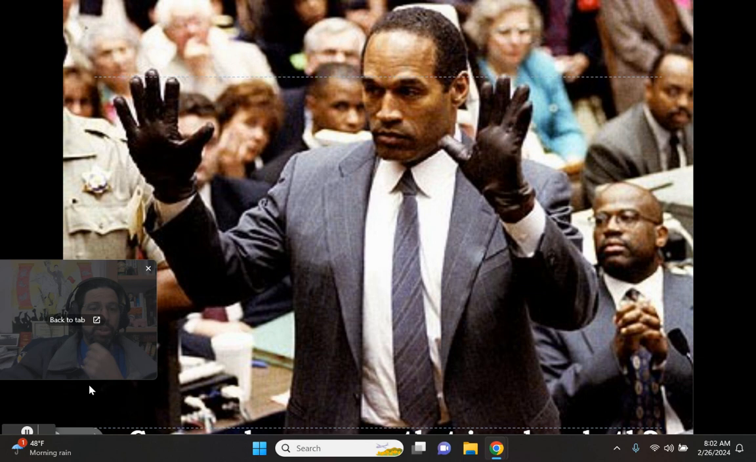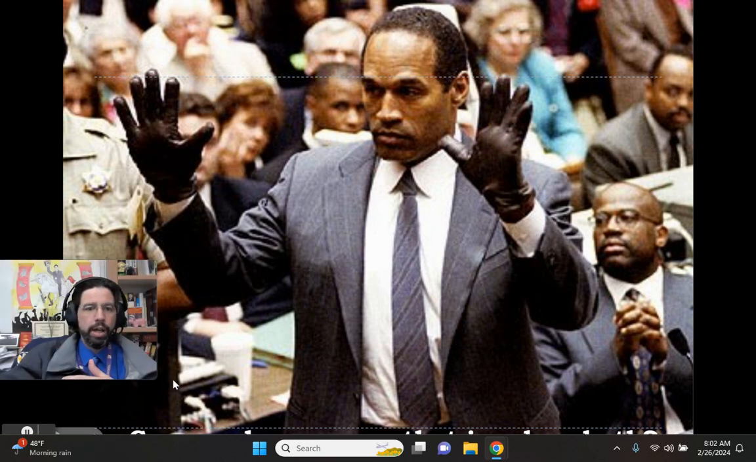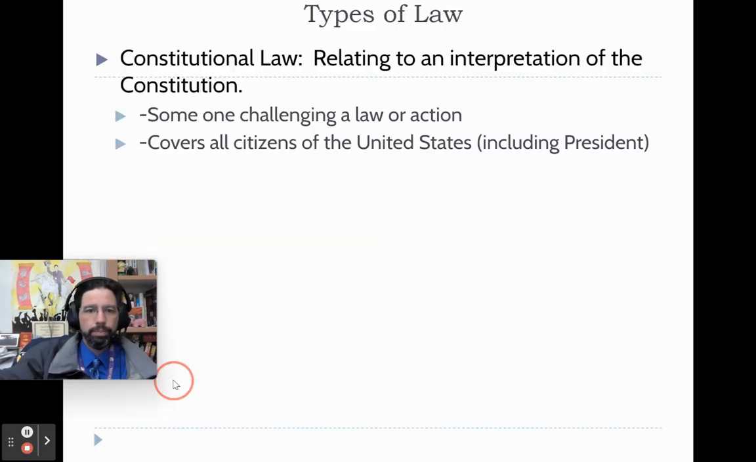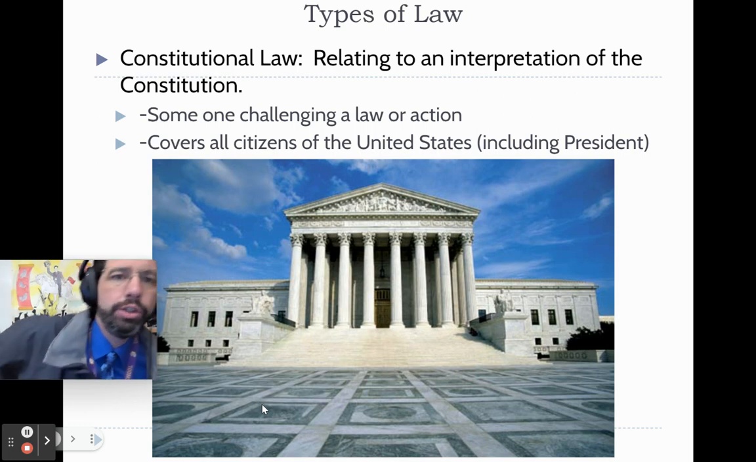By the way, same thing with former President Donald Trump, in terms of the rape case in 2023 that he went through, where he didn't have a criminal trial regarding rape. The statute of limitations might have expired, but he did have a civil case in which he had to pay the victim restitution. The third type of law is constitutional law.